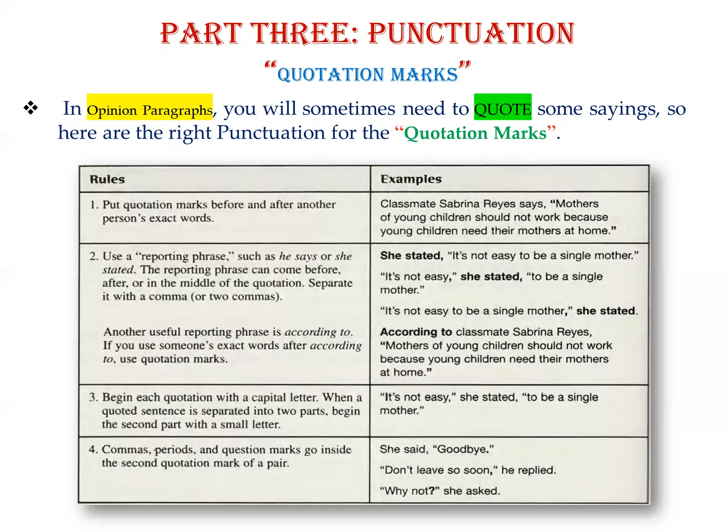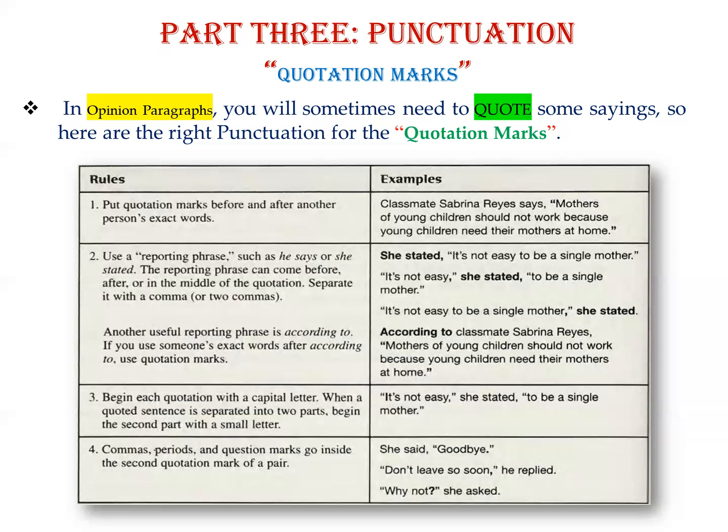I only put a capital letter at the beginning. "It is not easy." I capitalized it. I capitalized the I in it. But I didn't capitalize the letter T in to because it is the second part. So if the quoted sentence is separated, the first part you started with a capitalized letter, but the second part you don't capitalize it.